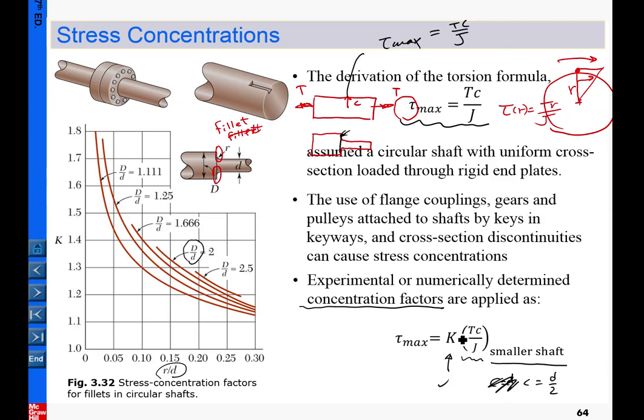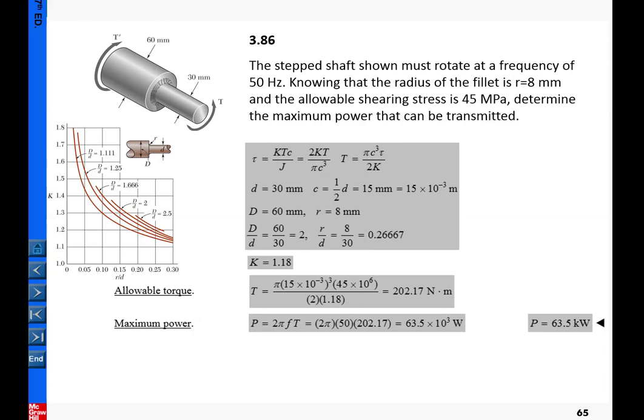Okay, keep this in mind. If you apply this calculation to, say, a larger shaft, then you will get a mistake in your solution. So we take a look at this example here. We use this non-uniform shaft for load transmission here. And again, the load transmission is P equal to 2 pi T F.